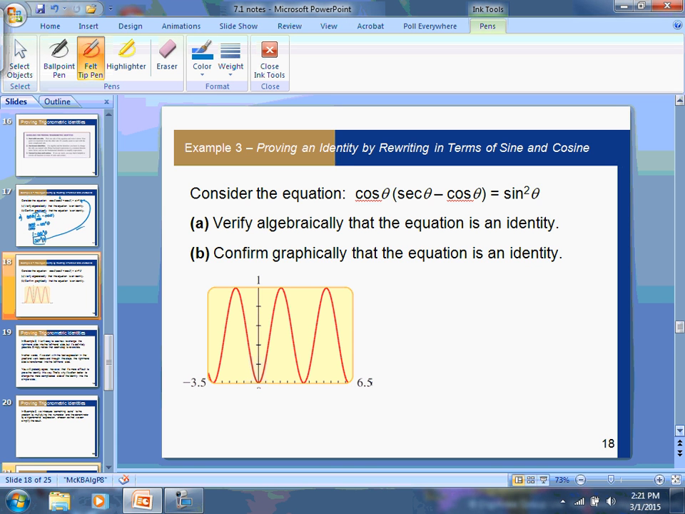Now remember, when you're typing secant into your calculator, you need to write it as 1 over cosine when you put it into your graphing calculator. Okay? But that's basically how you would confirm graphically that the equation is an identity. You want to see that the left-hand side and the right-hand side give you the same graph.